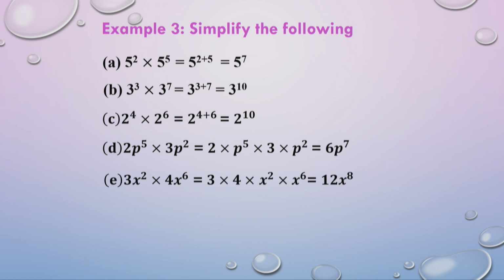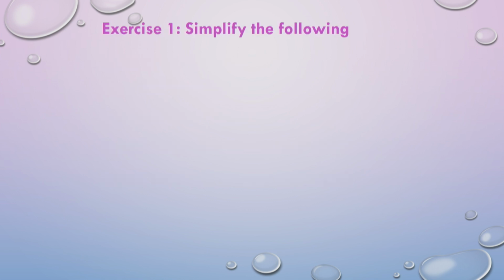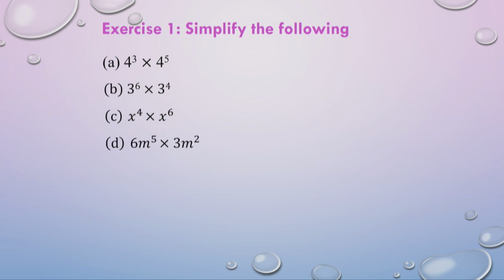Next one, 3x squared times 4x to the power of 6 will give me 3 times 4, which is 12. x squared times x to the power of 6 will give me x to the power of 8. So now you have a few questions to practice on the multiplication law of indices.